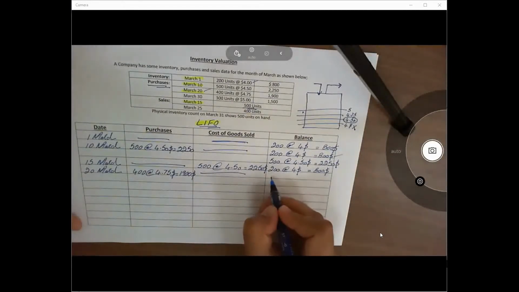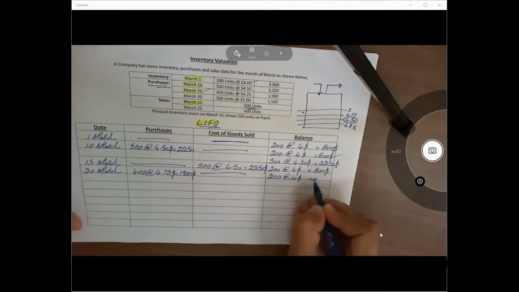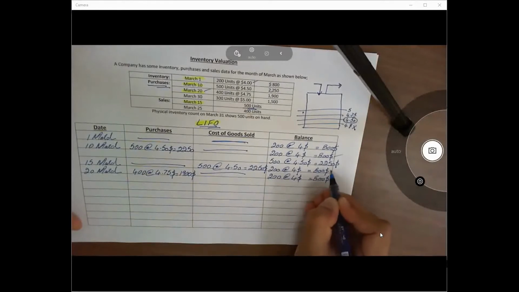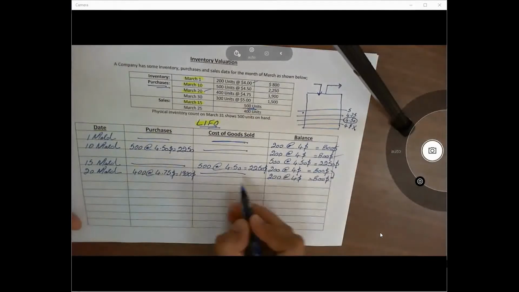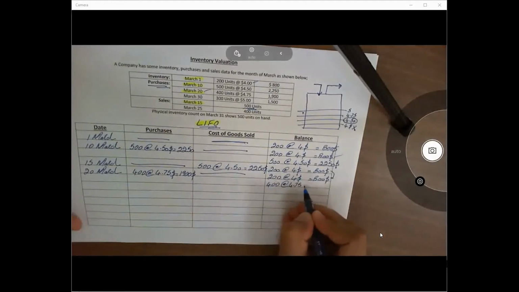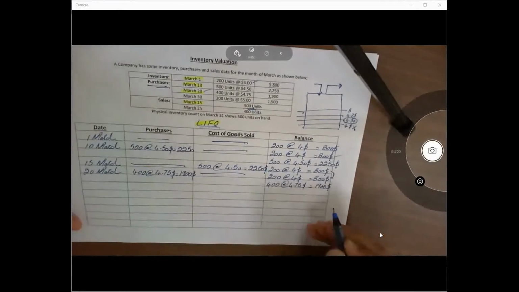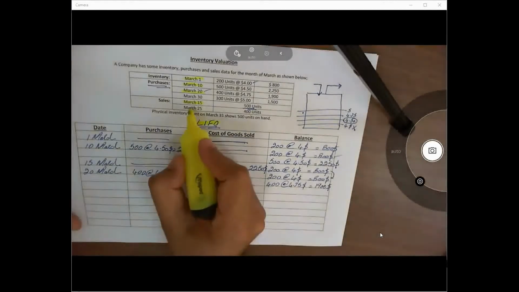What will be our total inventory? We need to write the opening balance again, 200 at $4, which is $800. We are writing the same thing over here. Then we are purchasing new inventory, 400 at $4.75, which is giving us $1,900. Now after 20th of March, then comes 25th of March.